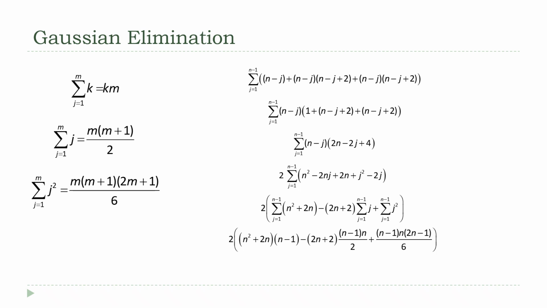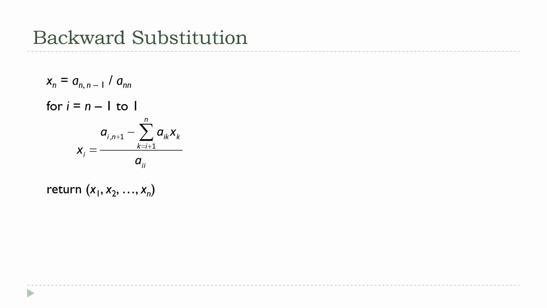I've gotten rid of all of the summations. I have a formula in terms of n. All that's left is some really messy algebra, multiplying and combining like terms. And if I do that, we end up with this formula: 2n cubed over 3 plus n squared minus 5n over 3. That's the number of arithmetic operations required to execute the elimination part of our algorithm for an n by n system of linear equations. Okay, so how about the backwards substitution part?